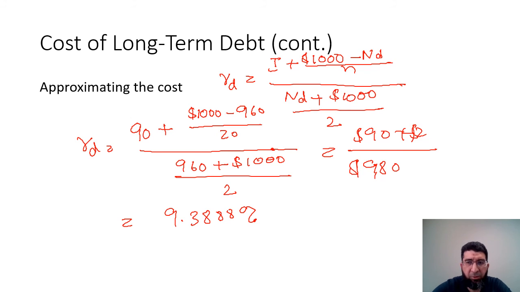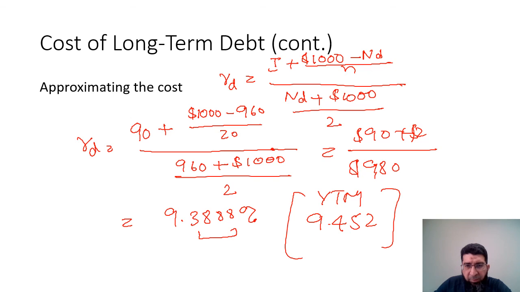9.3888%. Now previously we calculated it with the YTM method, and that comes out to be 9.452. You can see there is some difference in the percentage, 9.452. Otherwise, it's the faster method, and it can be used even without the calculator or with a simple calculator. So that's the prime benefit of approximating the cost.